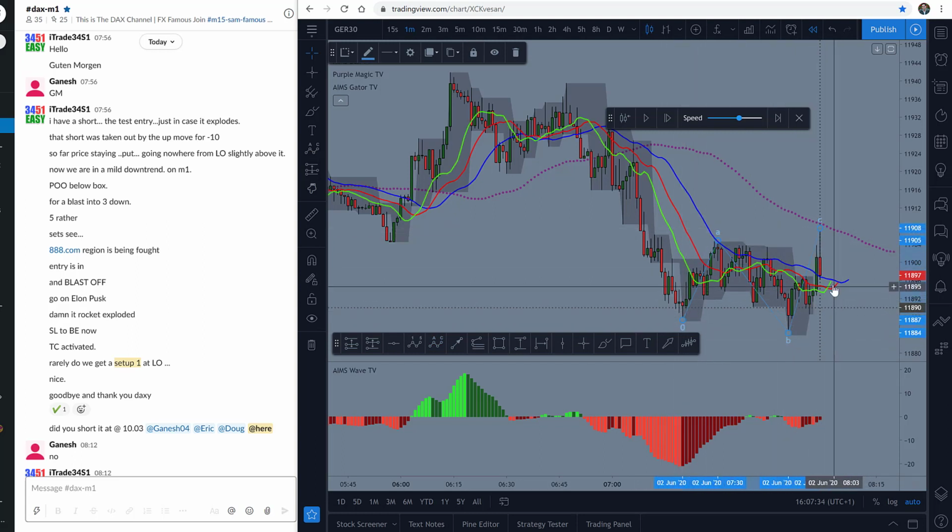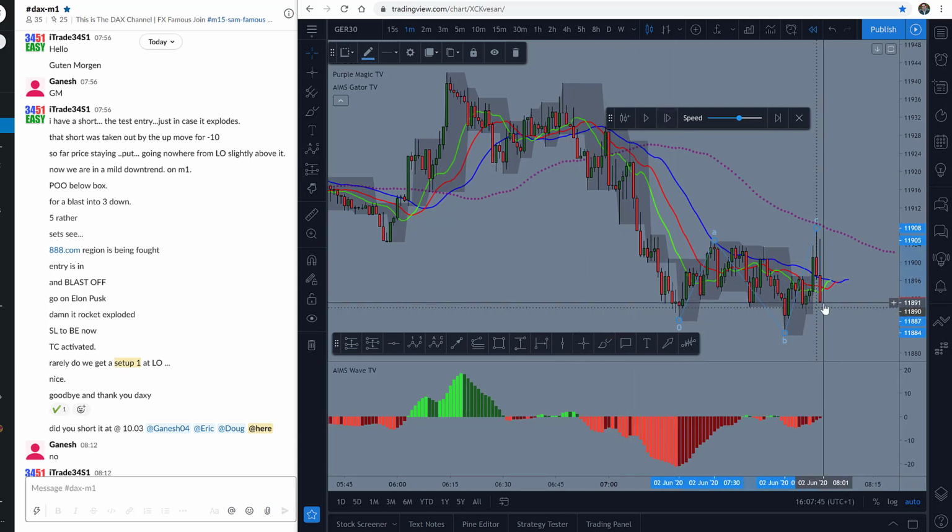And this kind of gave me an idea that the market could go further down. So I was interested in a short. Let's go forward. That's my London Open.